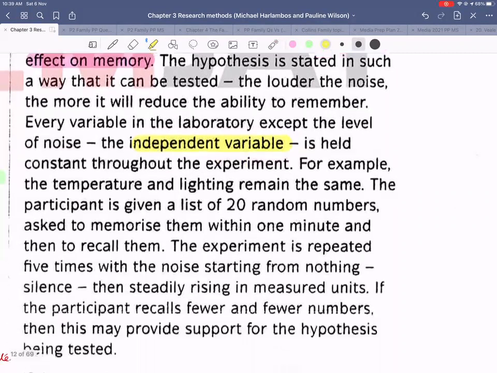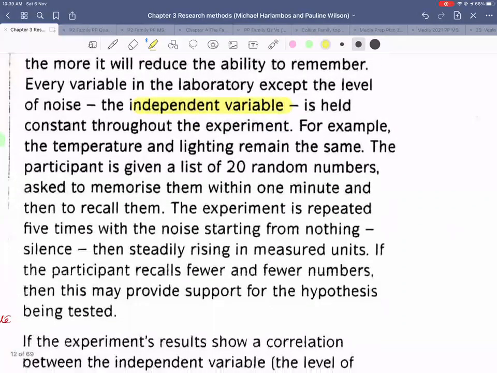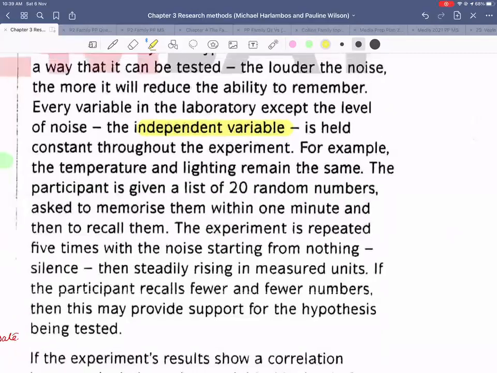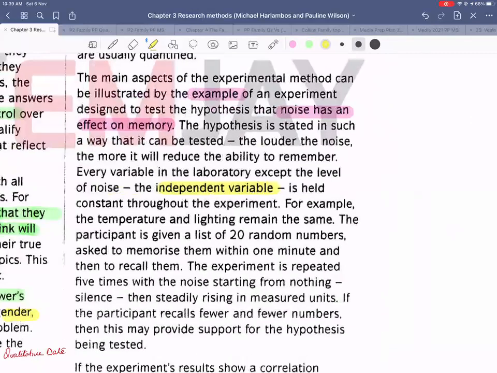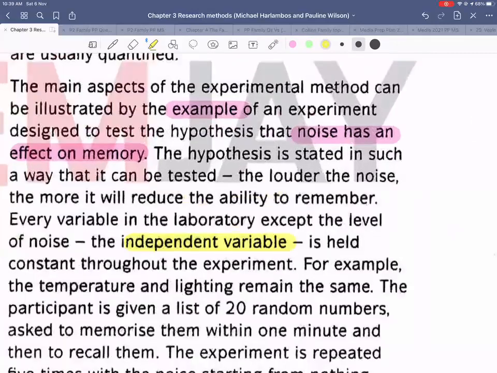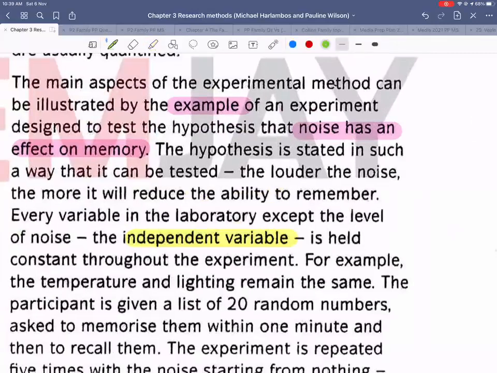The participant is given a list of 20 random numbers, asked to memorize them within 1 minute and then to recall them. The experiment is repeated 5 times with the noise starting from nothing, that is silence, then steadily rising in measured units. If the participant recalls fewer and fewer numbers, then this may provide support for the hypothesis being tested. Clear here? Now, I hope this example makes sense to you. Does it? This is an example we have over here.